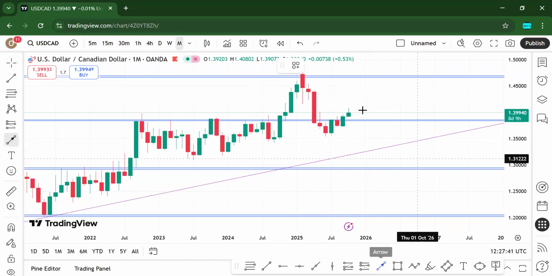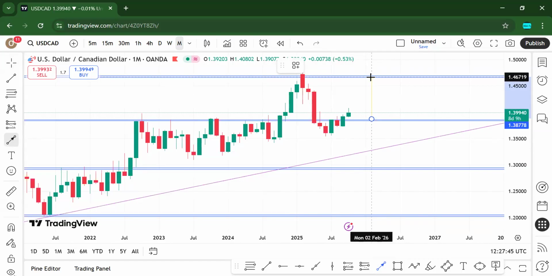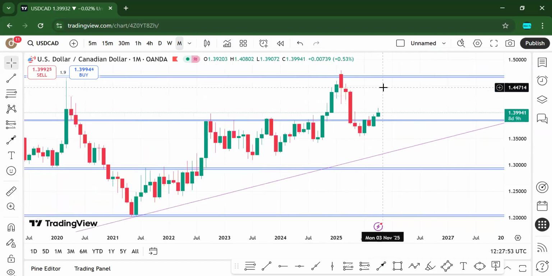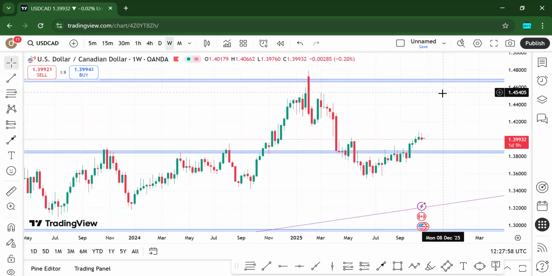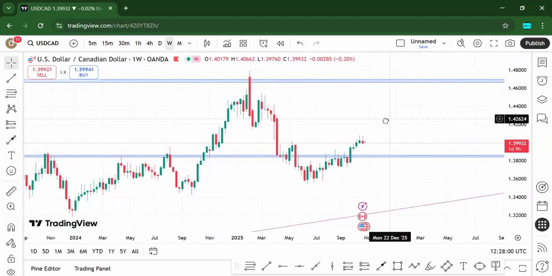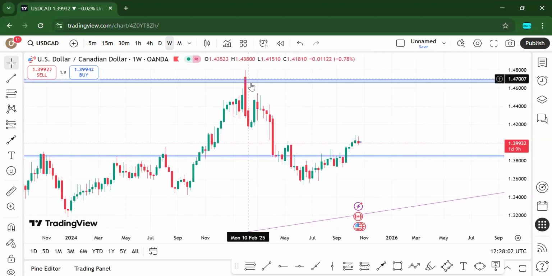Now, where do I think price is heading to? I think price's next destination would be this next resistance zone above. But for us to give more credence to this, our initial take of our directional bias, we'll have to go to the next lower time frame, which is the weekly time frame. Now, on the weekly time frame, we can get a bit more information.